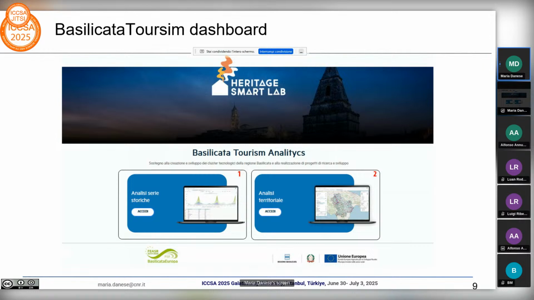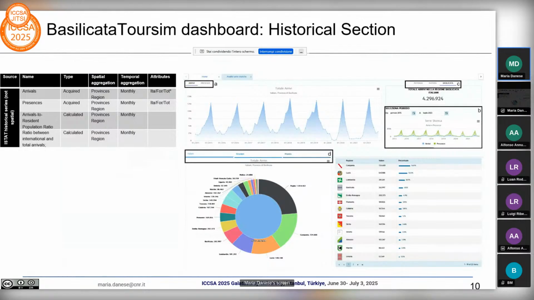We have 2 sections. The first shows historical data. The second section focuses on spatial data. The first section of the dashboard uses only numerical data and graphs coming from the Italian National Institute of Statistics. This data covers tourist arrivals and overnight stays in Basilicata from 2015 to 2021. They are organized monthly and can be explored by NUTS 3 or NUTS 2.